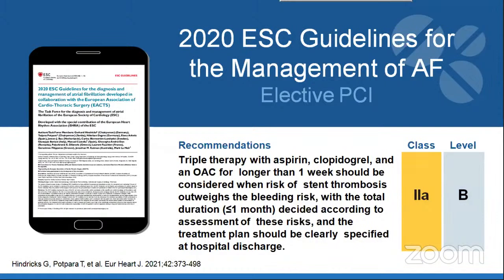Triple therapy with aspirin, clopidogrel, and oral anticoagulant for longer than a week should be considered when the risk of stent thrombosis outweighs the bleeding risk, with the total duration of less than 1 month or 1 month, decided also according to the risk of the patient and the bleeding. Next.